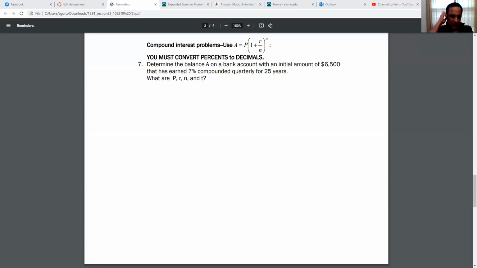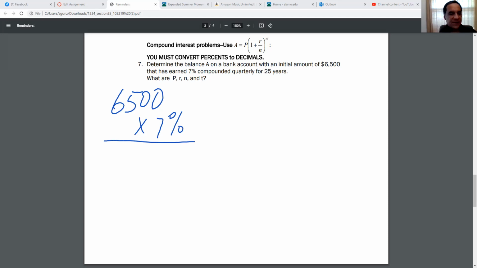Now, the reason why compound interest is so important, what you have to understand about compound interest, you're in a situation where you have $6,500. Now, if you're growing it at 7%, you're going to get interest. And then what you have to realize about the interest is that you're going to end up having interest, in this case, $455. You'll have a new amount.